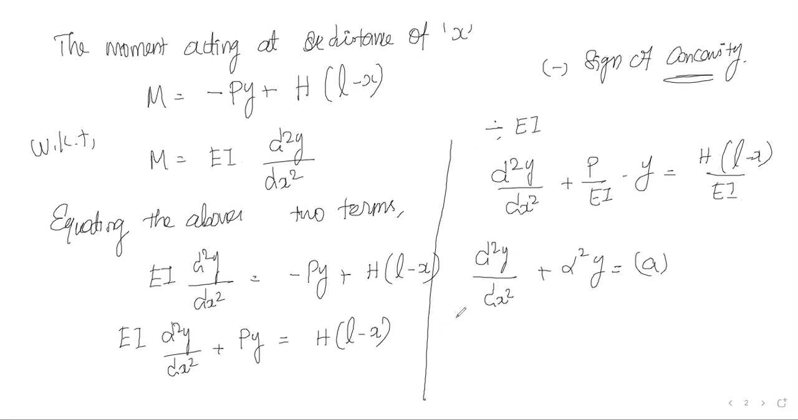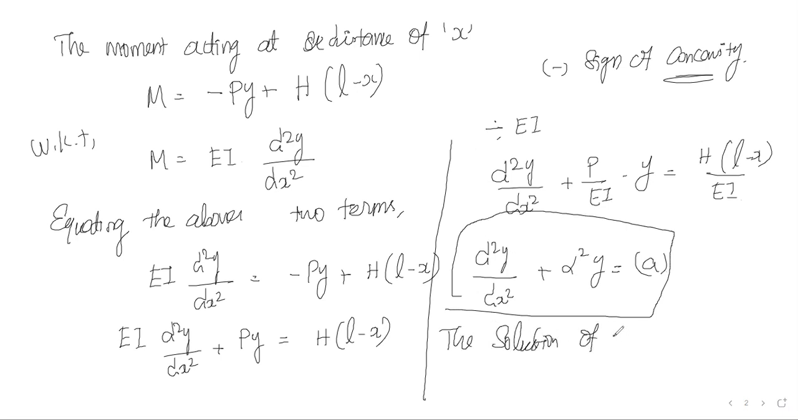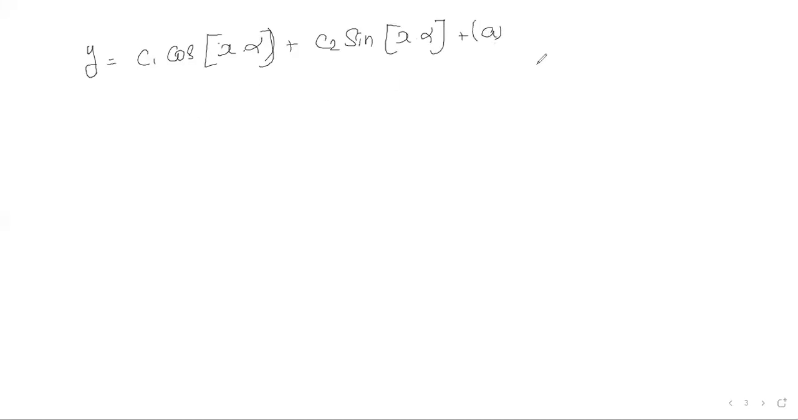The solution for the above equation is nothing but Y is equal to C1 into cos alpha x plus C2 into sin alpha x plus the term A.